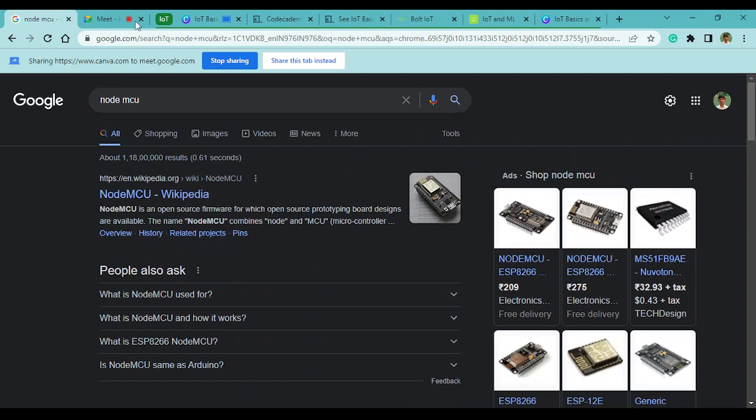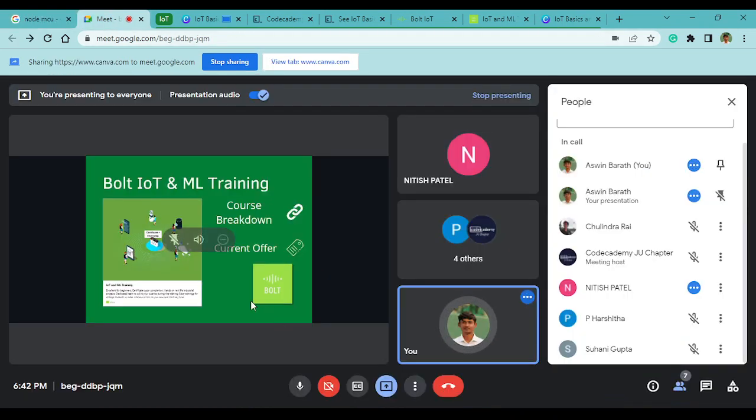But the thing is that these three platforms, Arduino, Raspberry Pi, and Bolt IoT, have a large user base. So for any error that you face, you can use community help for a lot of these things. And the availability is also high compared to other IoT products. That's why these three are popular.